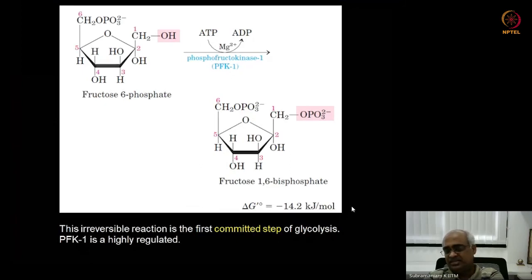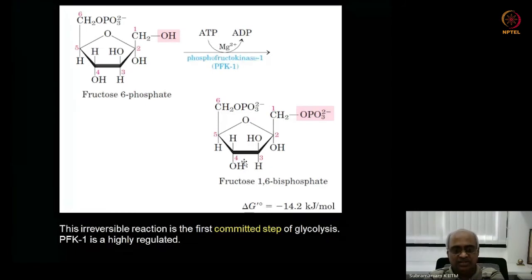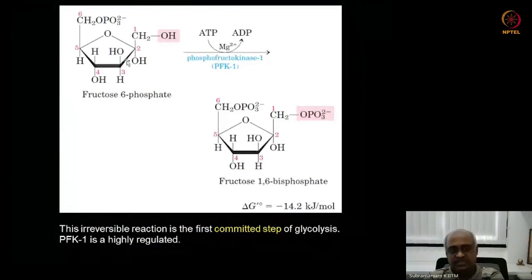If glycolysis is not required, then this enzyme is subject to serious regulation. It will be inhibited so that you don't make this molecule, because this can only participate in glycolysis. Rather, this phosphorylation commits fructose 6-phosphate to glycolysis. Okay, otherwise this can go into many other things. By undergoing this phosphorylation, it is committing to glycolysis. That is why it is called a committed step.